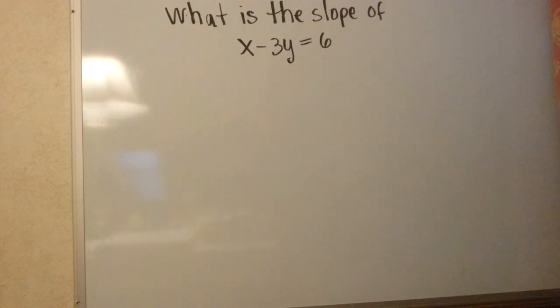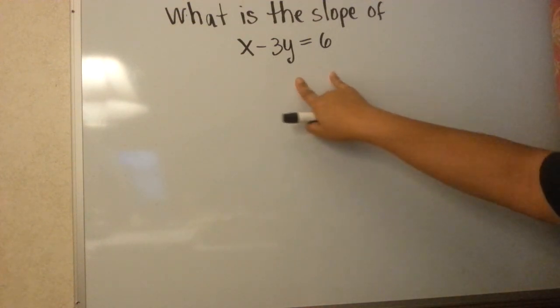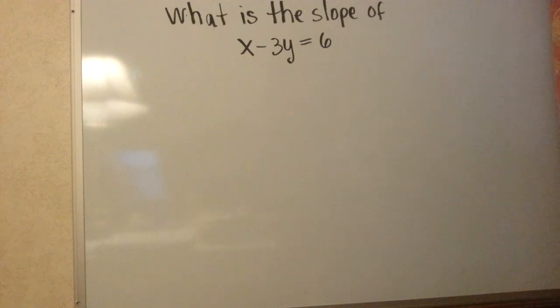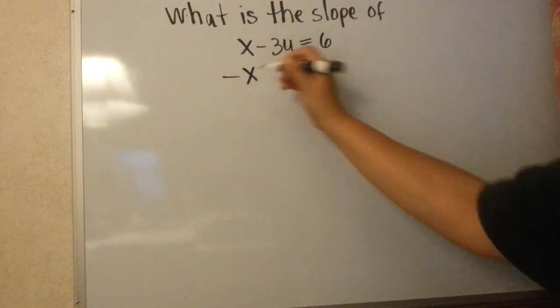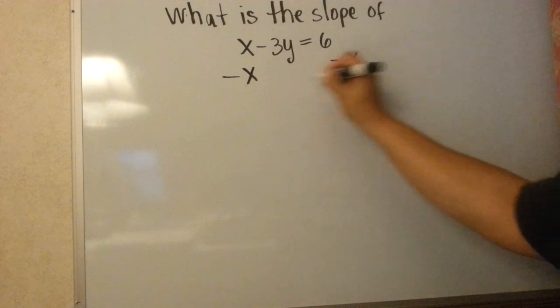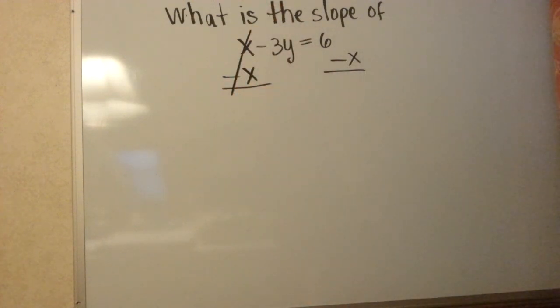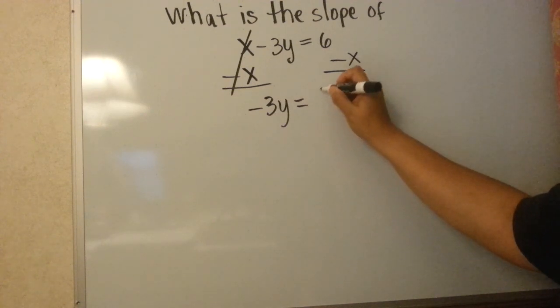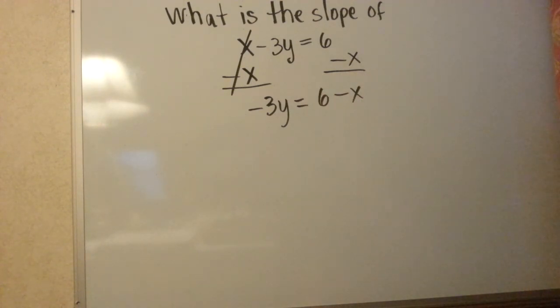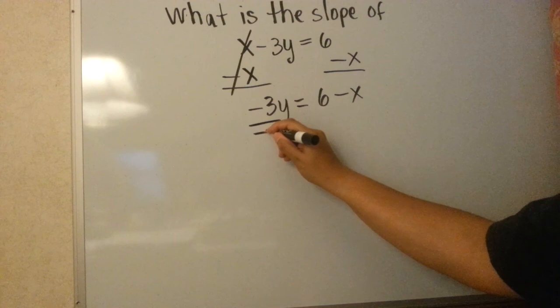So for example, we had this problem in the diagnostic. What is the slope of this line? Well, this isn't in slope-intercept form, so you would have to put it into slope-intercept form. So basically, we want to solve for the y. So we have to get rid of this x, or bring it to the other side. So we subtract it from both sides. X cancels from this side, and we have minus 3y equals 6 minus x. And we're going to divide by negative 3.